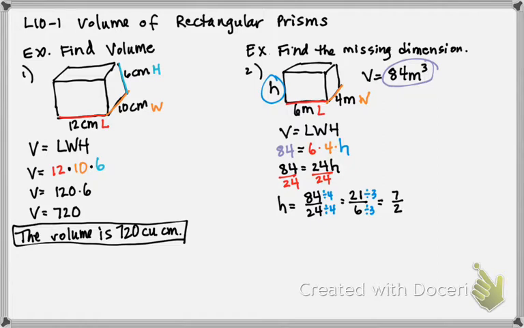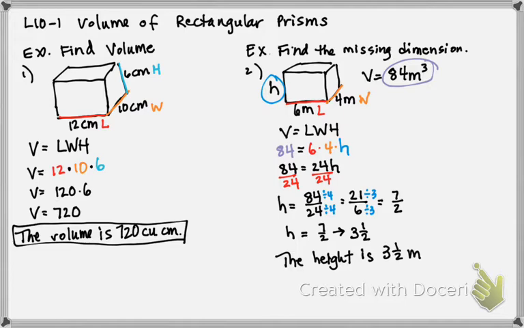So this is where we come into the same problem we had when we were doing measurements before, is that we cannot measure in improper fractions. So we will have to take the 7 over 2 and convert it to a mixed number. 2 goes into 7 3 times, which is 6, with 1 left over. So I get the height is 3 and a half meters. Now you might say, well, why isn't it cubic meters?